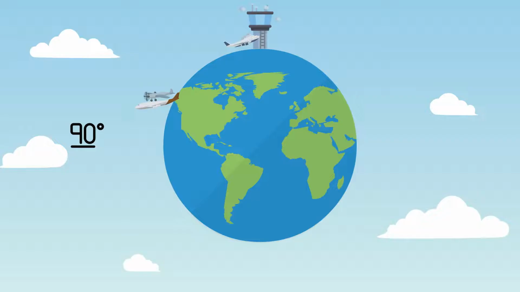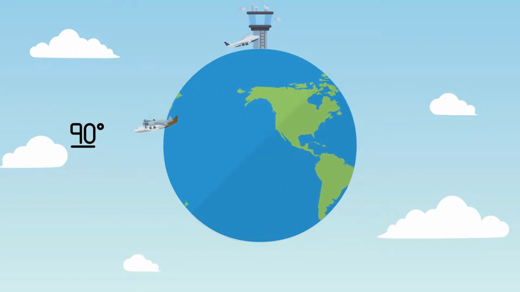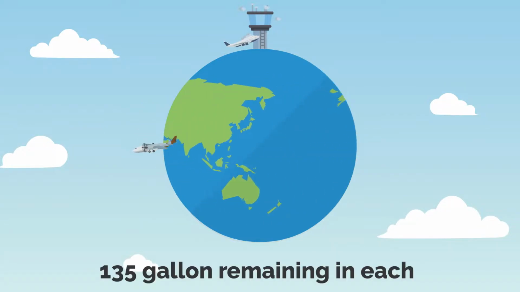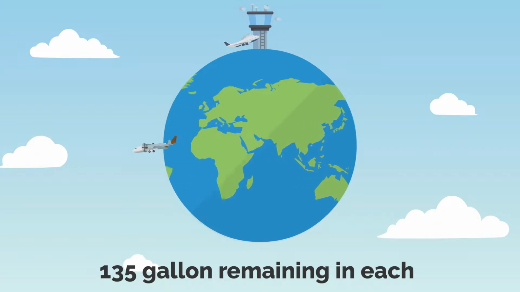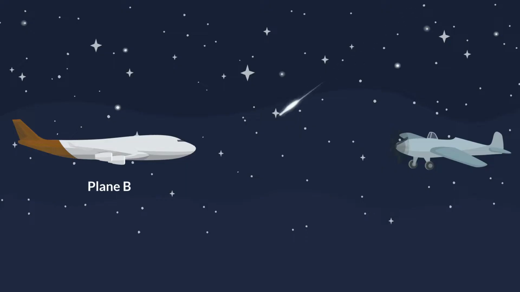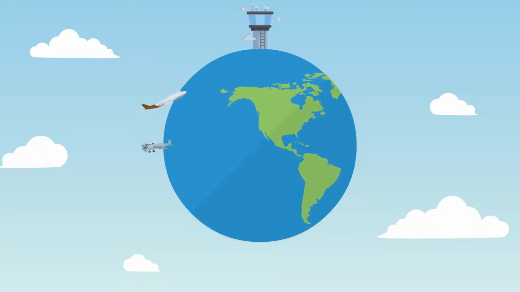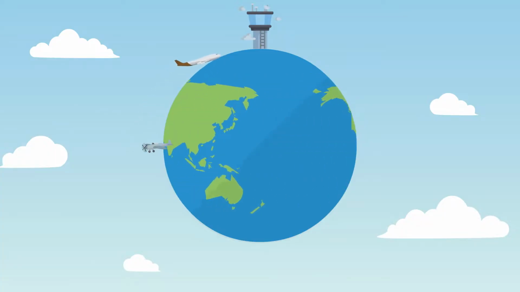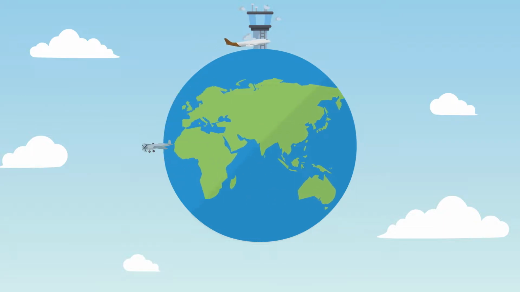Step 2. Planes A and B hit the 90-degree mark of the trip, with 135 gallons of fuel remaining in each. Plane B passes 45 gallons of fuel to Plane A, so Plane A is back at the full 180 gallons. Plane B turns around to head back to the airport, having just enough to get back.